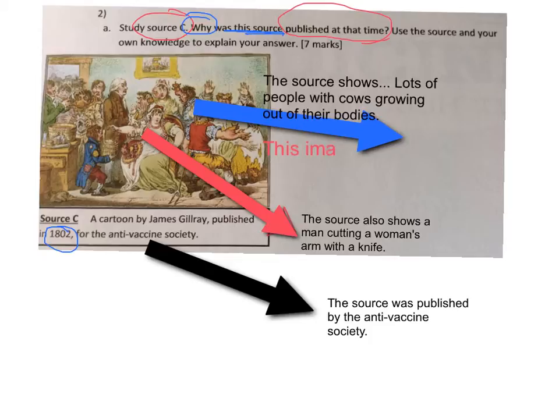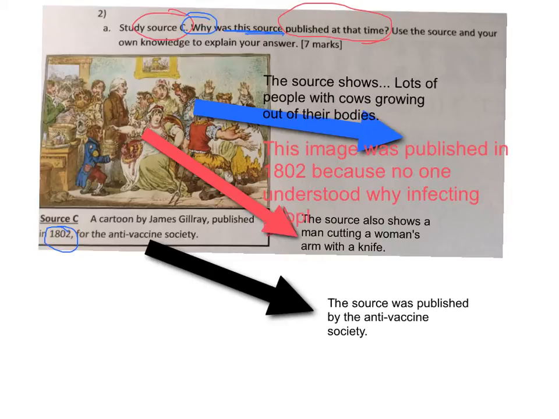This image was published in 1802 because no one understood why infecting people with cowpox could prevent smallpox. And they thought it was a mad idea.